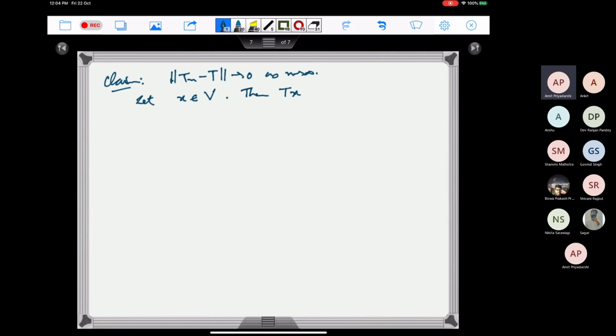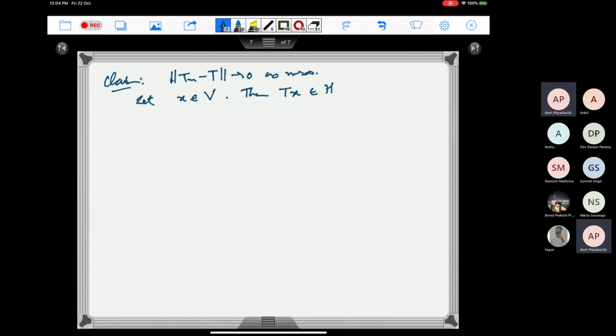Then if we look at the image T of x, this is in my space H, right? So T of x is in the Hilbert space H, and Pn is the orthogonal projection onto this. So then if we look at Pn of Tx minus Tx, this goes to 0 as n goes to infinity.